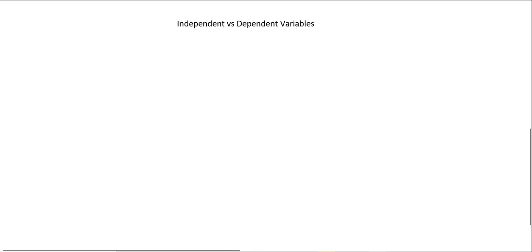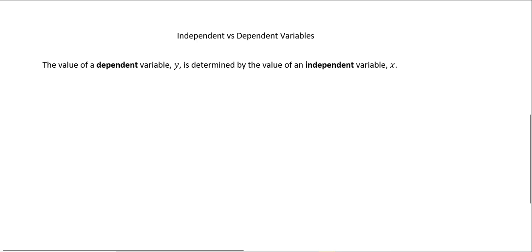Moving along, we'll now look at independent versus dependent variables. We'll use the letters X and Y as our variables. Think of Y and its values depending on whatever X and its values are going to be. When that is the case, we say that Y is a dependent variable and X is the independent. In other words, Y depends on X.